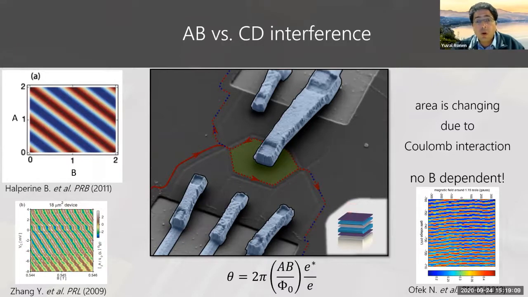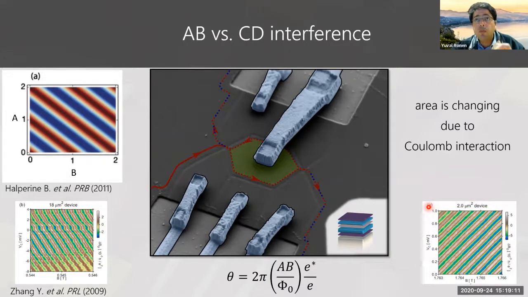And it's actually even more complicated. What I showed you before was an interference of the outer edge. If you look at the interference of the inner edge, it's actually the opposite. You stay at the same phase, but when you increase the magnetic field, you also increase the area.